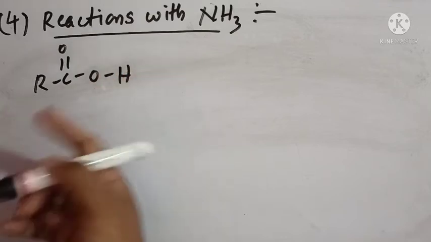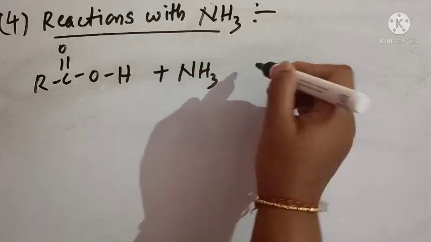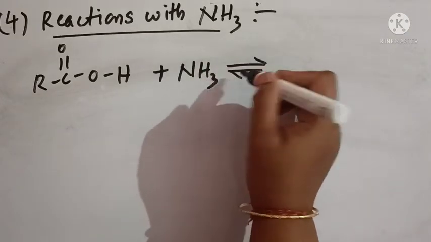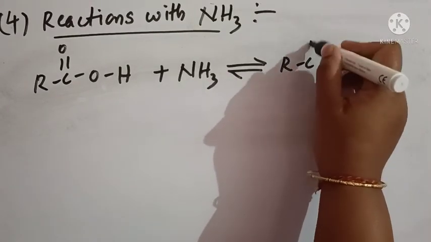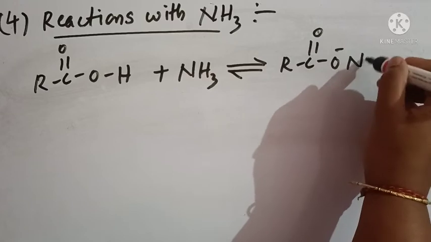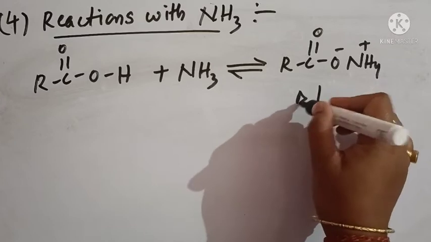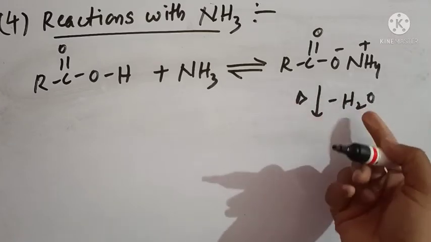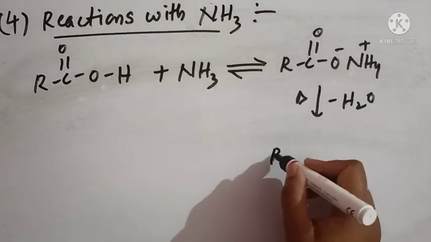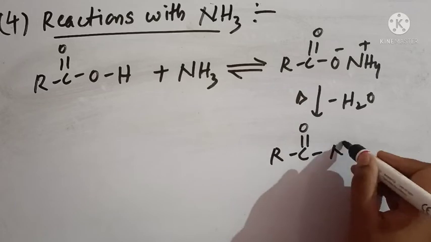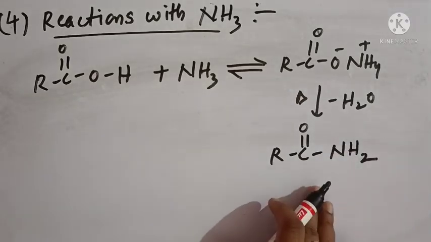Then we will see with one particular compound when it is treated with ammonia. First it will give you the ammonium carboxylate, the ammonium salt of the carboxylic acid, which on further heating undergoes removal of a water molecule, dehydration, in this salt, so you will get the corresponding acid amide.